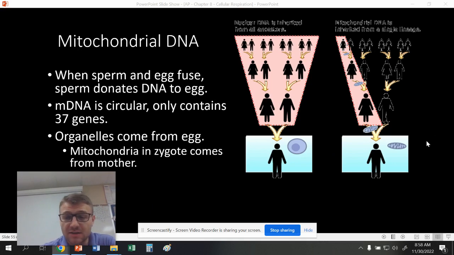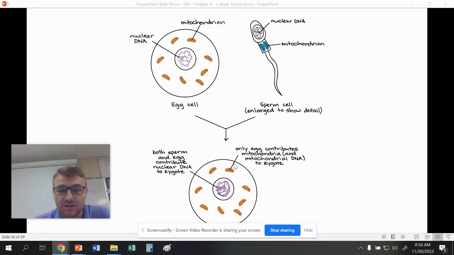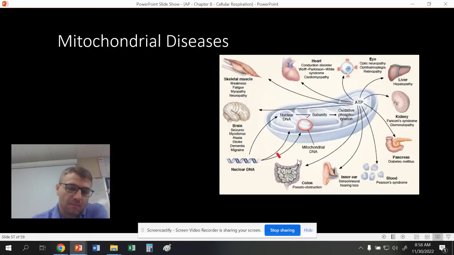So we can actually trace this lineage back through history, and we can look at the mitochondrial DNA inheritance. Here again, you can see the sperm is going to fuse with the egg. Once it fuses, it doesn't donate any of the mitochondria. You get all your mitochondria from your mother.